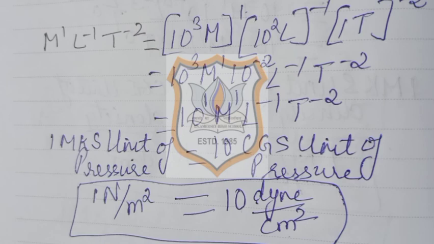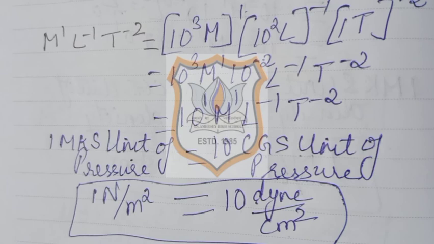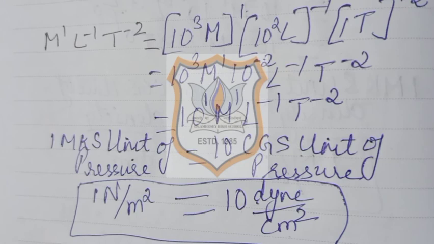I hope you are clear with this first use of dimensional analysis. In the next session, we are going to study in detail the second use, that is checking the correctness of an equation. By then, thoroughly revise this topic and write it down in your notebook.